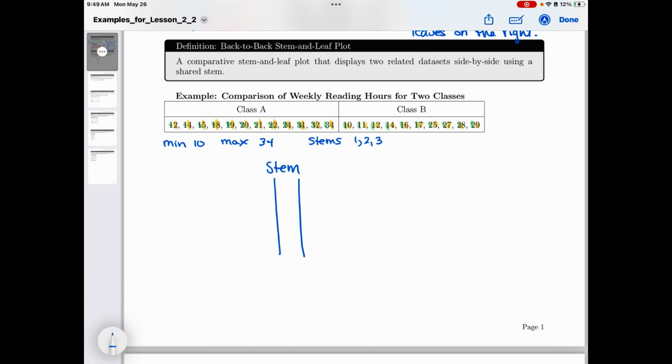We have a shared stem column in the middle, and the stems are 1, 2, and 3. And then on each side, we have our different data sets. We have Class A on the left and Class B on the right. Let's look at Class B first. For a stem of 1, we have 10, 11, 12, 14, 16, and 17.